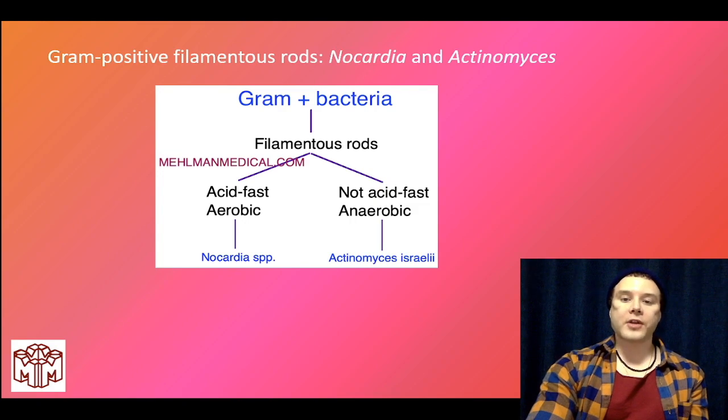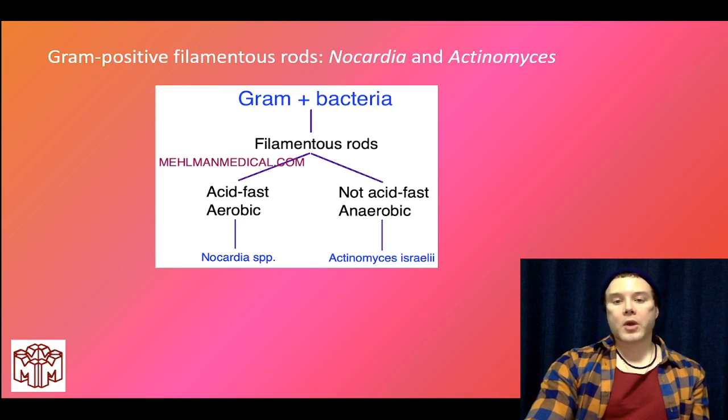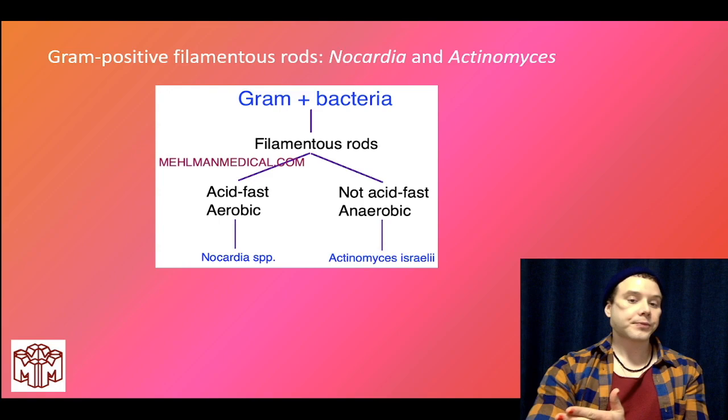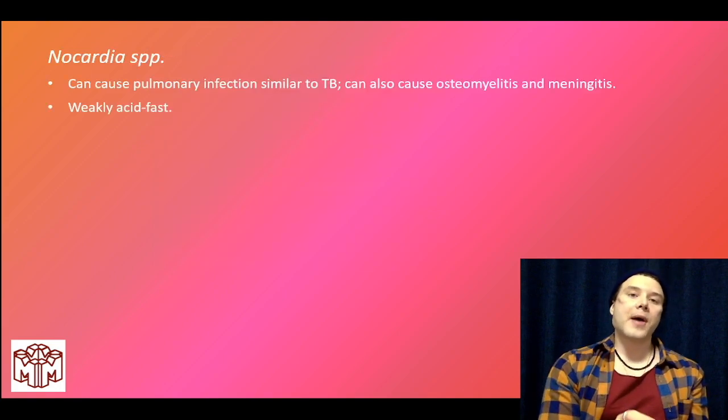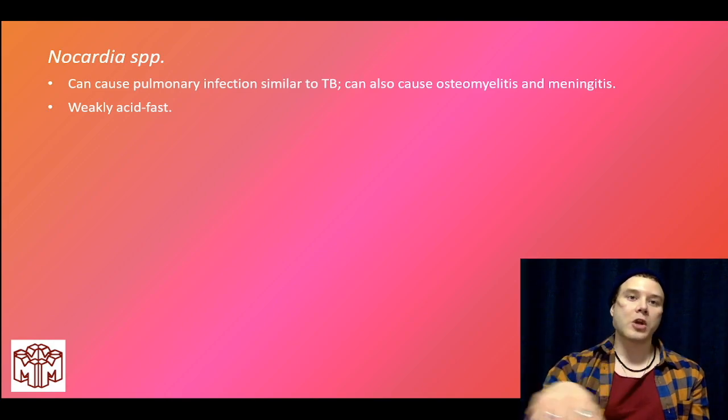So gram-positive filamentous rods, not super high yield, but you should just know them real quick. It would be irresponsible if I don't mention them. So Nocardia is weakly acid-fast, Actinomyces is not. So when we talk about gram-positive filamentous rods, if they ever show you an image, I could easily do it here, I'm not going to.